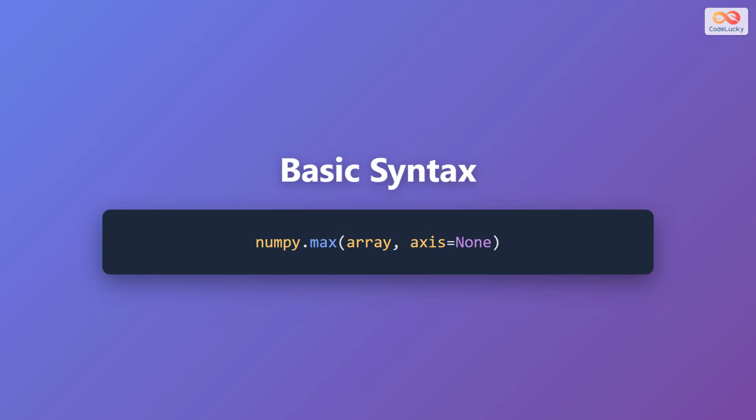The basic syntax for np.max is straightforward. You call numpy.max and pass in your array as the first argument. The second parameter, axis, is optional and defaults to None. When axis is None, the function returns the maximum value from the entire array. When you specify an axis, it computes the maximum along that particular dimension.